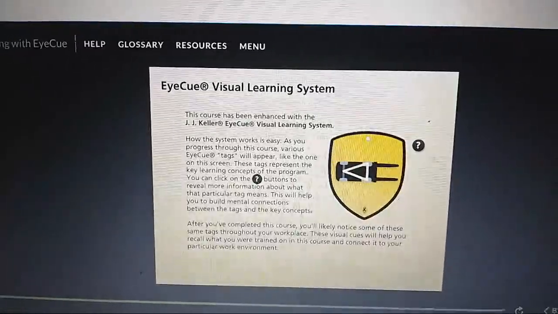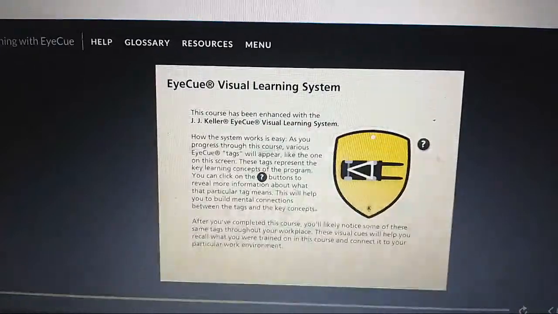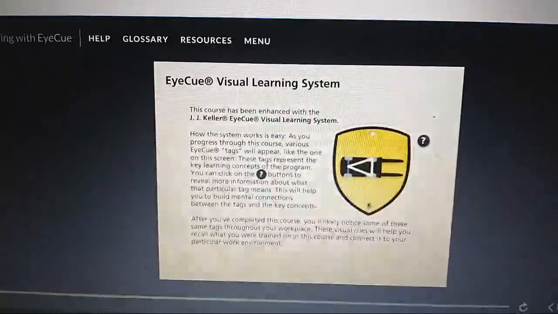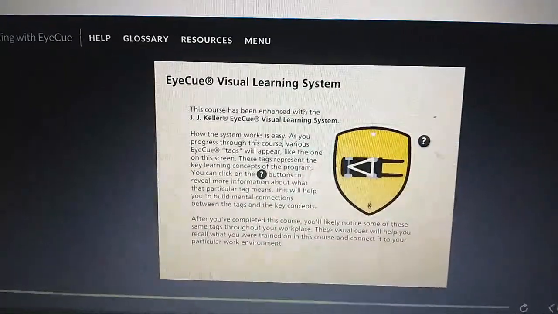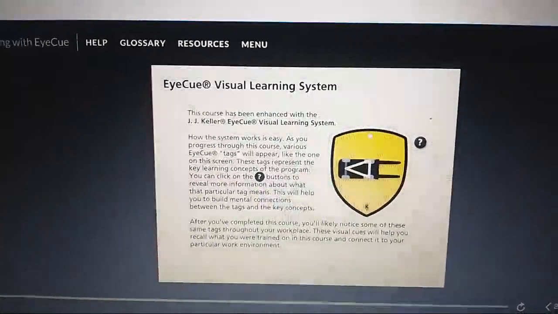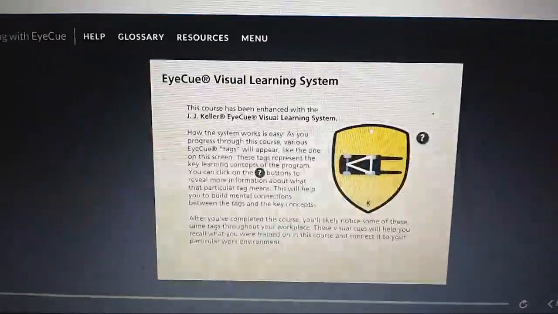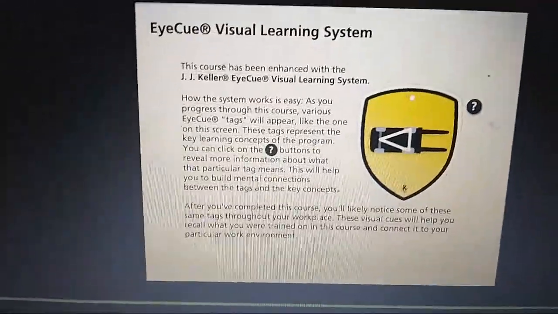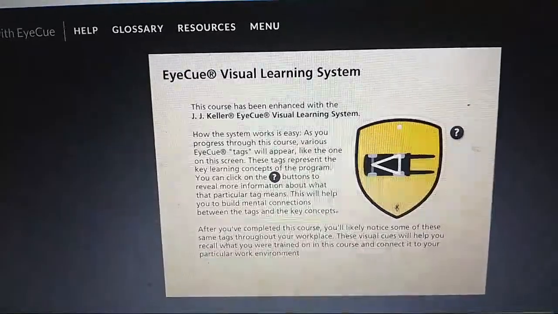You can click on the buttons to reveal more information about what that particular tag means. This will help you to build mental connections between the tags and the key concepts. After you've completed this course, you'll likely notice some of these tags throughout your workplace. These visual cues will help you recall what you were trained on in this course and connect it to your particular work environment.